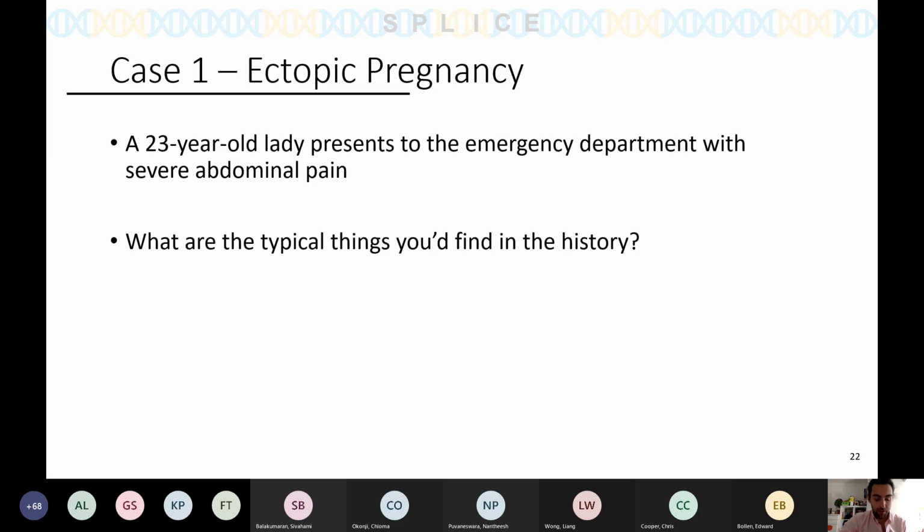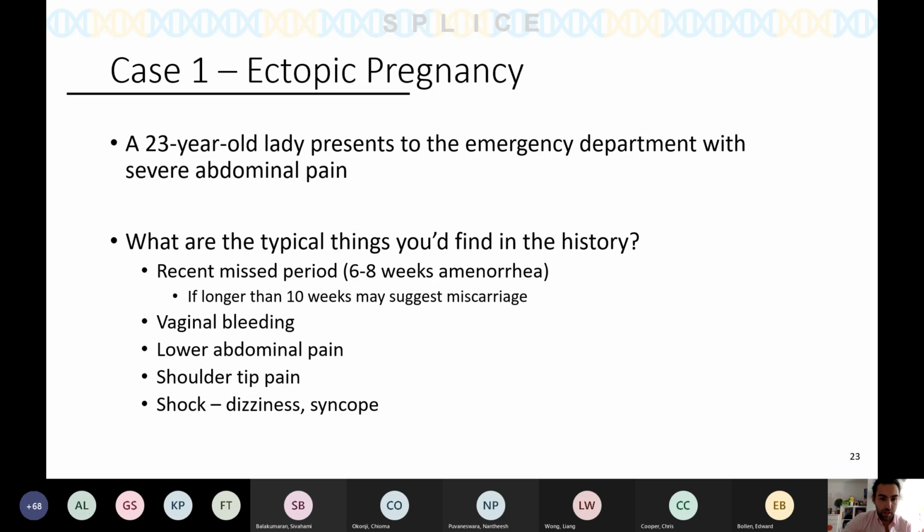Okay, so what are the typical things you'd find in the history? Like what things might they say if you're taking a history from them? So shoulder tip pain, yeah, nice. Missed period, yeah, good. Amenorrhea, yeah, nice. Sudden onset, yeah, good. Syncope, nice. Yeah, shock, important.